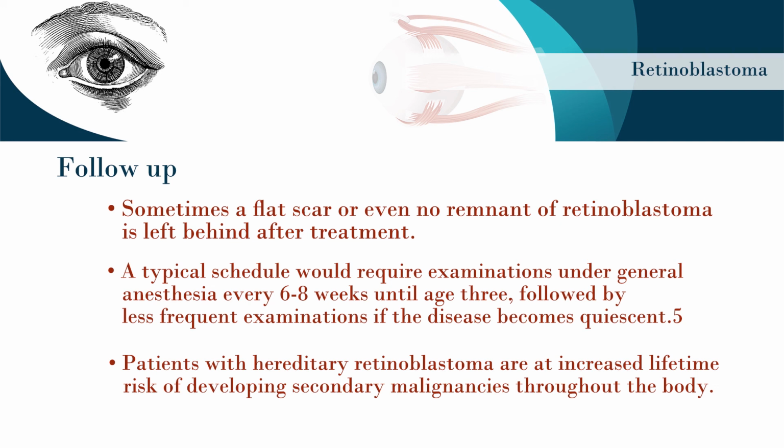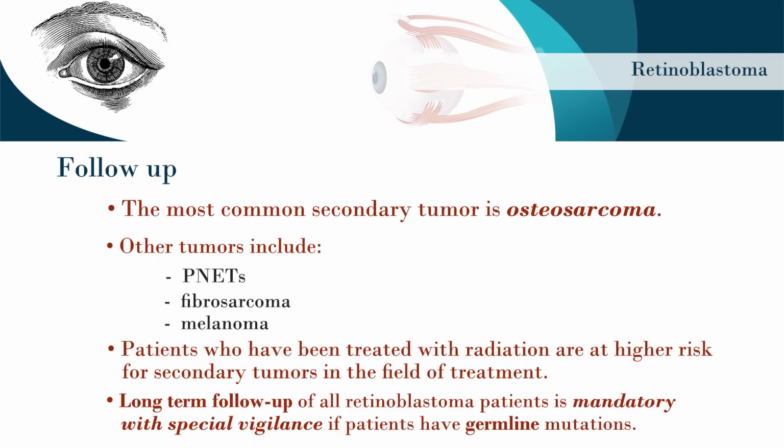Patients with hereditary retinoblastoma are at increased lifetime risk of developing secondary malignancy throughout the body. The most common secondary tumor is osteosarcoma. Other tumors include pinealoblastoma, fibrosarcoma, and melanoma. Patients who have been treated with radiation are at a high risk of secondary tumors. In the field of tumor treatment, long-term follow-up of all retinoblastoma patients is mandatory, with special vigilance if the patient has a germline mutation.